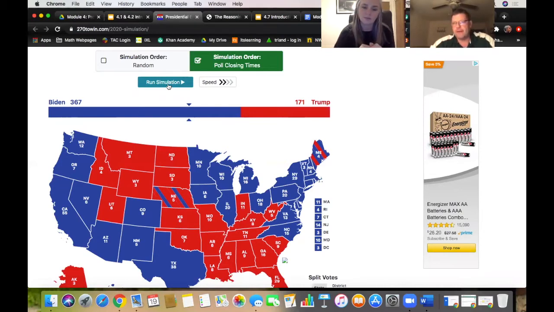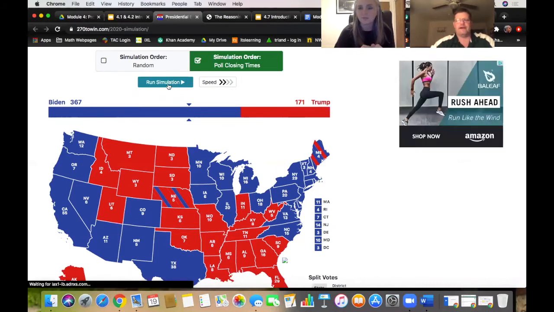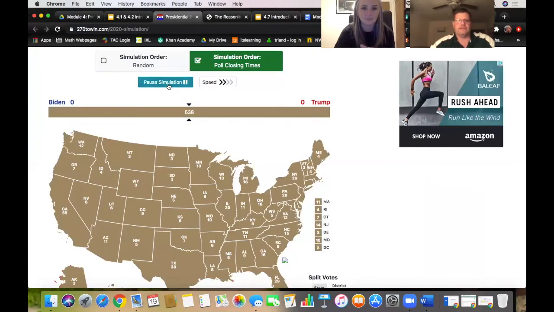Now there's only about 8 or 9 states that are actually competitive right now, right? Every time we run this, California is going to be blue and Arkansas is going to be red. But it's the Ohios, the Michigans, the PAs, the Floridas. So she just ran it, and Biden just won our first simulation, and now we're running it again.